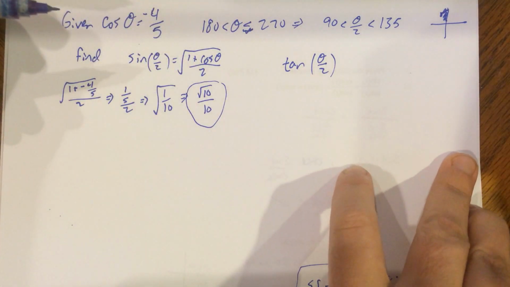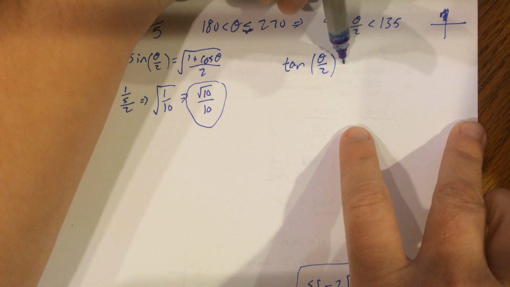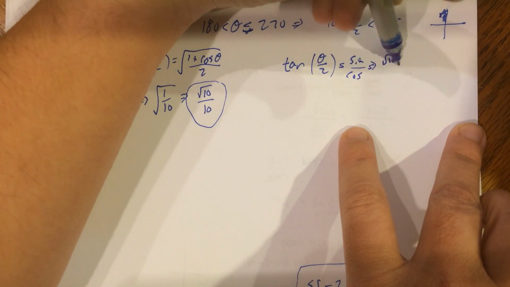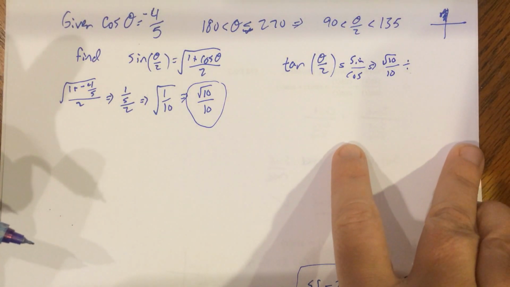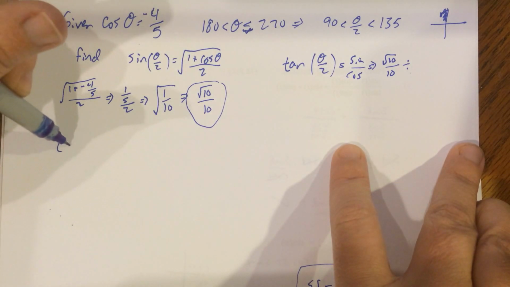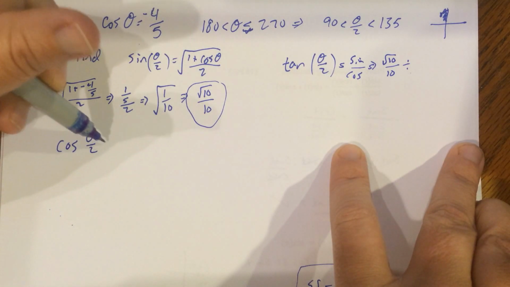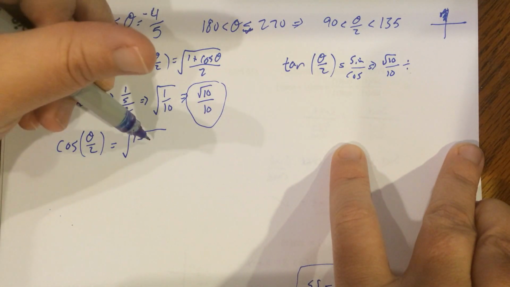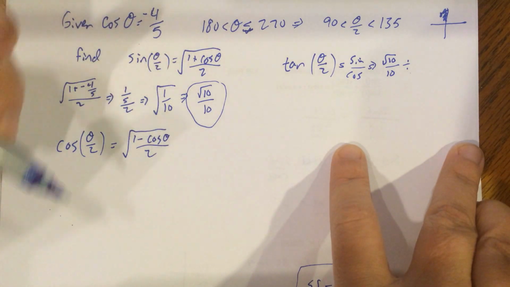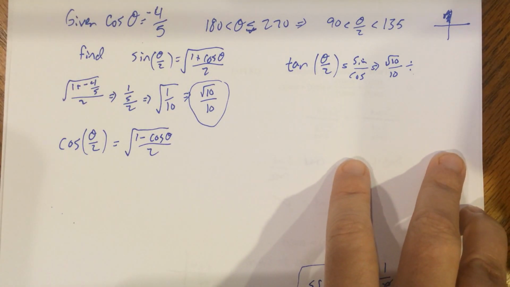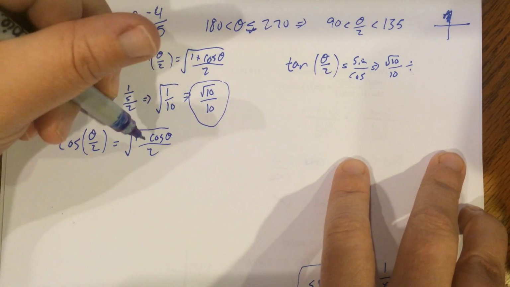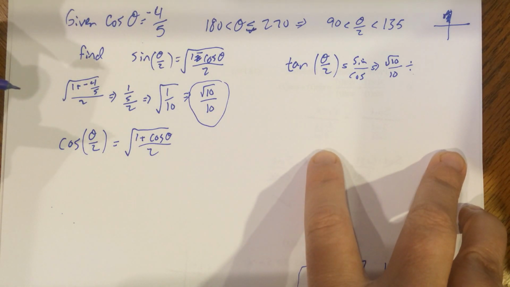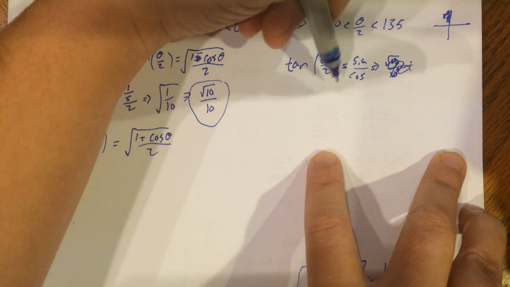Okay. Tan is sine over cosine. So I'm going to have square root of 10 over 10 divided by something. So I need to find my cosine. So cosine of theta over 2 would equal, that's the one that's the minus, so 1 minus cosine of theta all over 2. Cosine is the one that's the plus. Okay, sine is the one that's the minus, cosine is the one that is the plus. So this is going to go the other way.